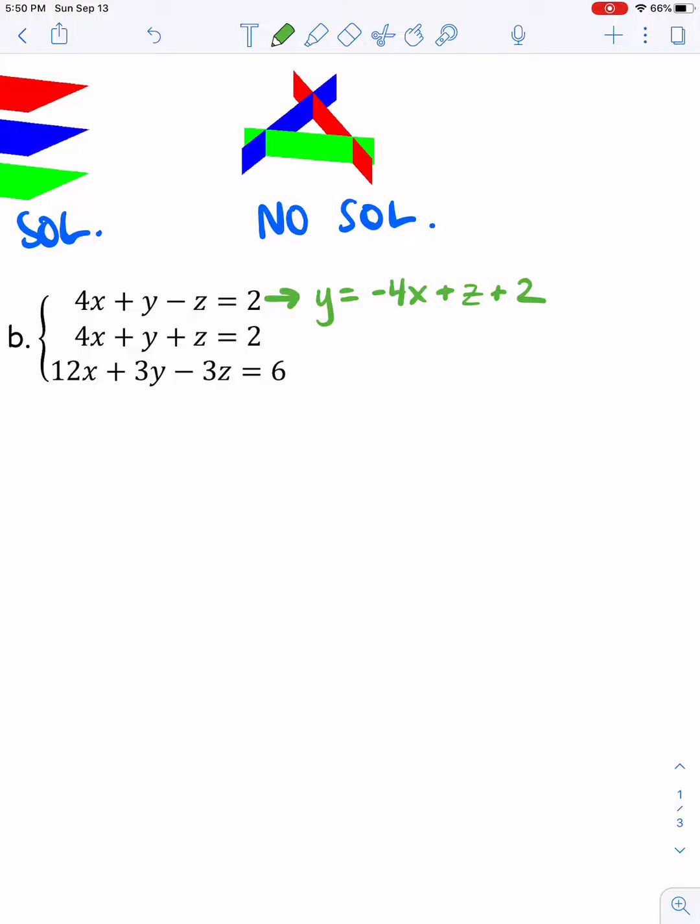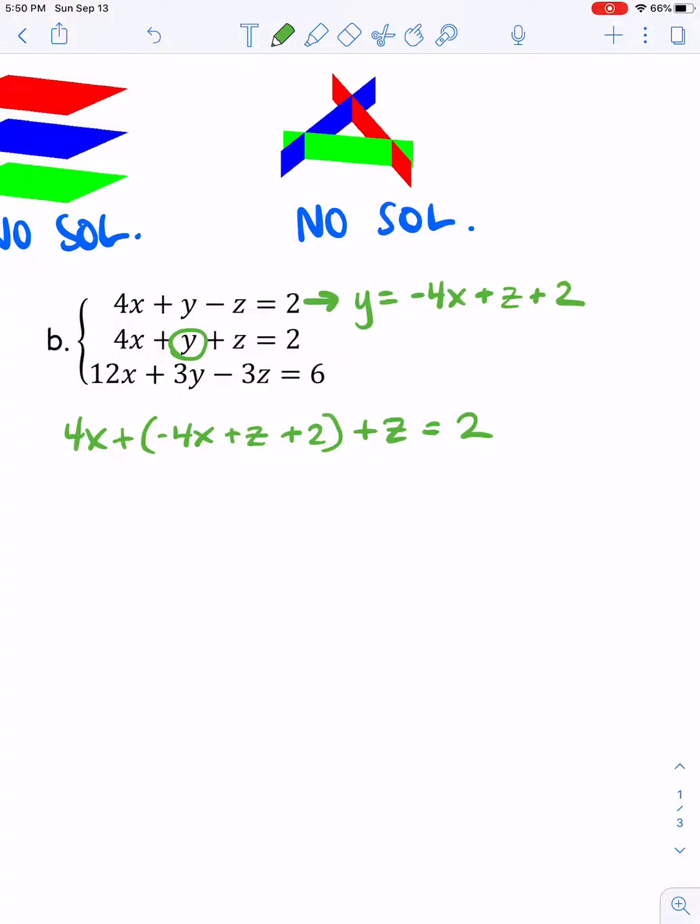And so now that I know what y is equal to, I can go ahead and substitute that into the second equation where there's just one y. So that's going to give me 4x plus, what is y equal to? Negative 4x plus z plus 2, plus z equals 2. Okay, I know you may be thinking, man, I wish we could have used elimination here to cancel out those z's. You're absolutely right, but I'm forcing you to use substitution here. So I don't have to distribute anything because it's positive. I really didn't need those parentheses, but you can keep them if you want.